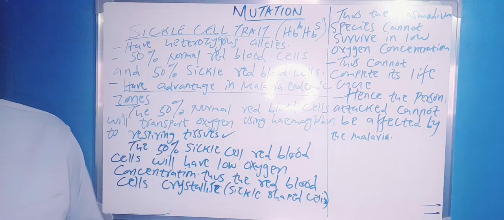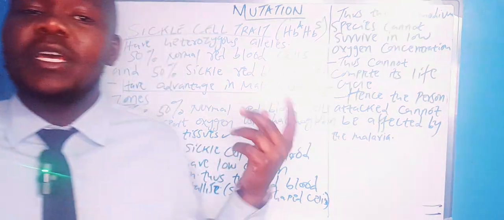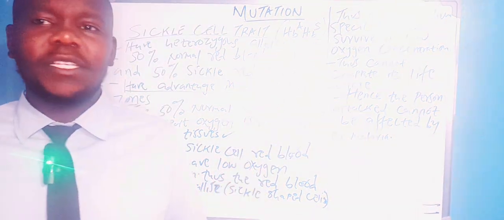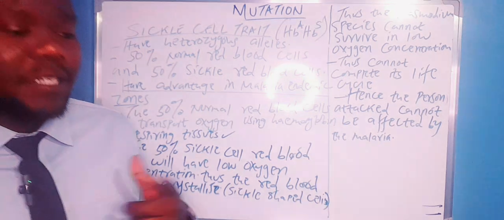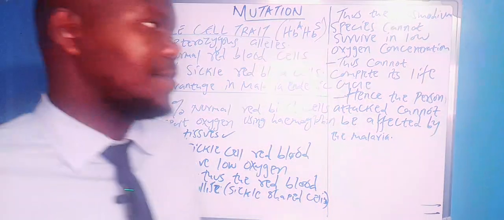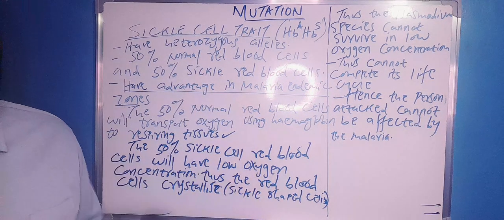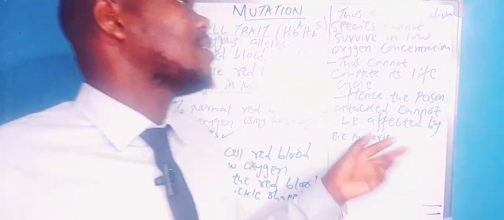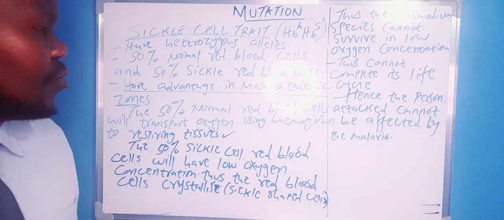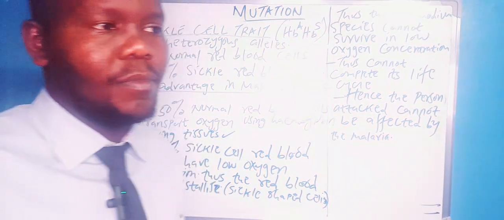Hope you're getting the point now. We are saying this person cannot suffer from the malaria because the life cycle was not completed. For everything, the life cycle should be complete for it to be infectious. But because it cannot complete its life cycle because of the low oxygen concentration and those red blood cells crystallizing, this person will not be affected and will have an advantage.